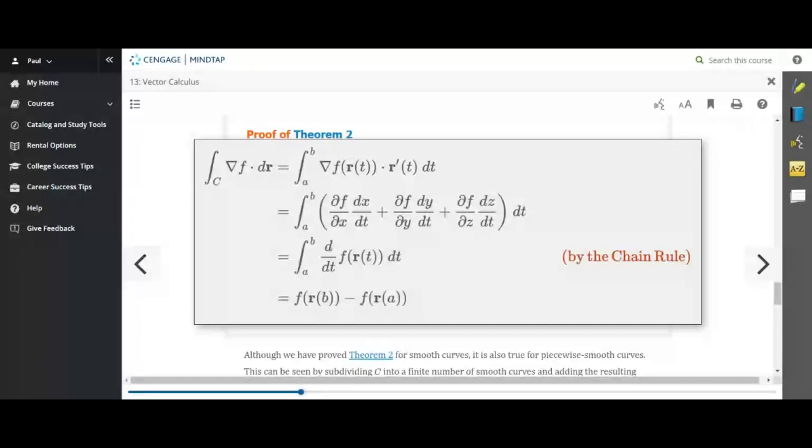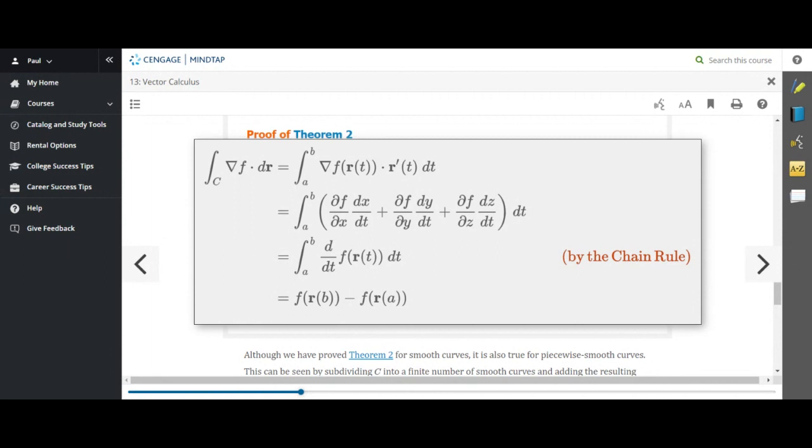So you are taking the dot product of the gradient field with the derivative vector of r, and that's equal to the partial derivative of f with respect to x times dx/dt plus the partial derivative of f with respect to y times dy/dt. Well, it equals the integral of the sum of those products of partial derivatives. You see, the gradient of f, the components of that vector field, are the partial derivatives of f.